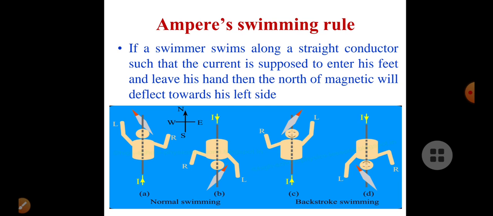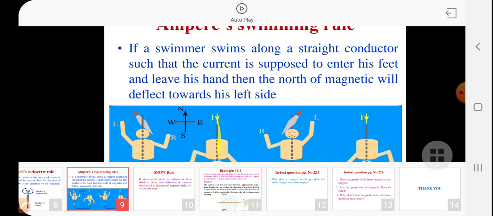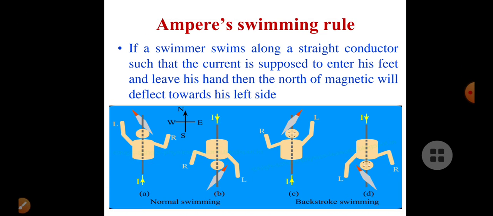Same as we discussed in the Snow rule. Suppose this is the direction of current, and it is entering from his feet and leaving from the head, then the deflection shown by this compass needle will be towards his left hand. Again, if we reverse the direction of current, then this swimmer is swimming in this direction now. Then again the direction of deflection of this compass needle will be towards the left hand.